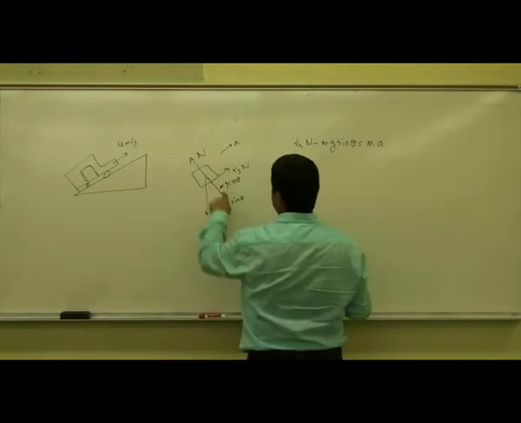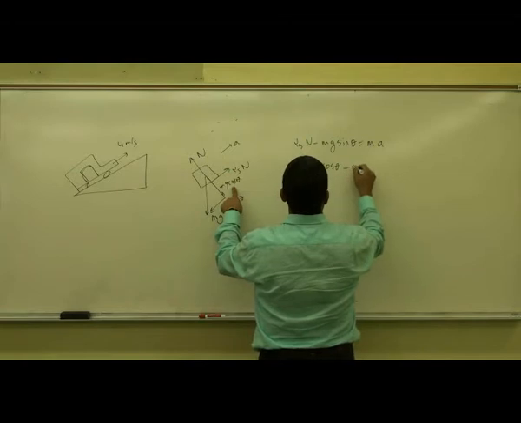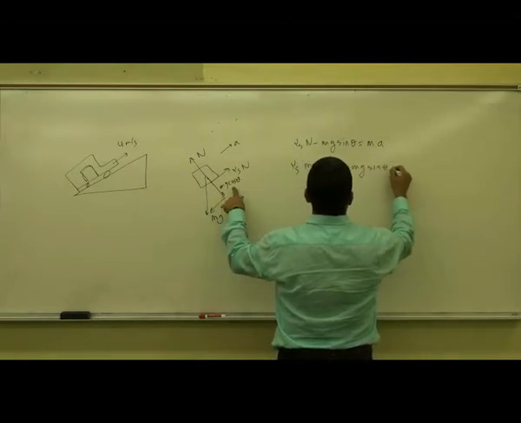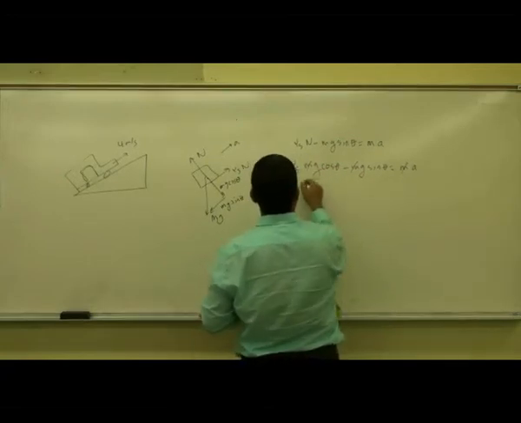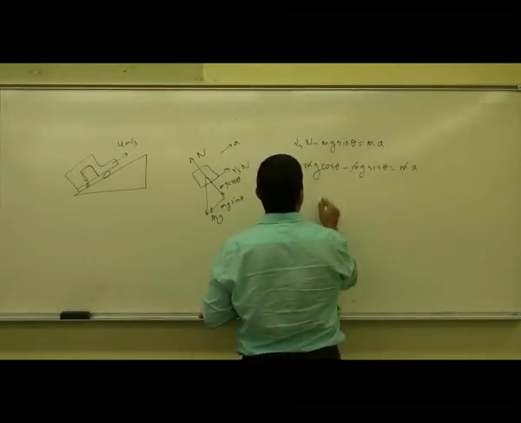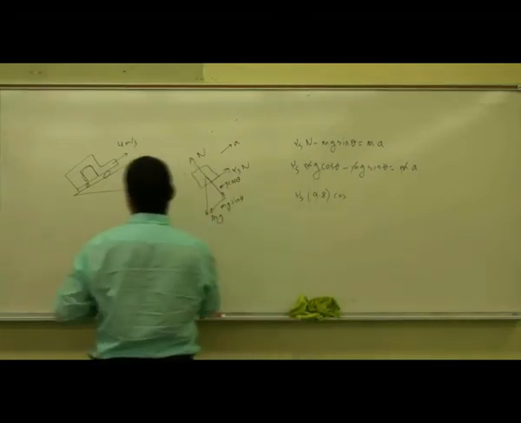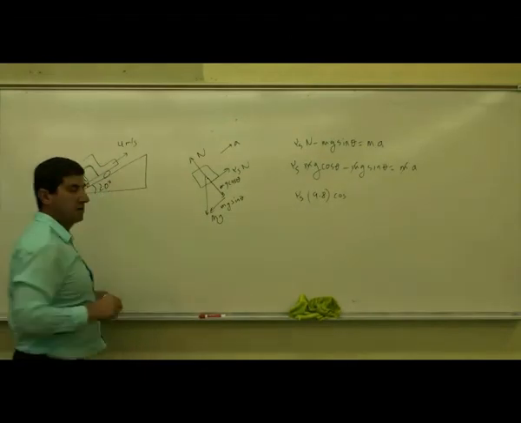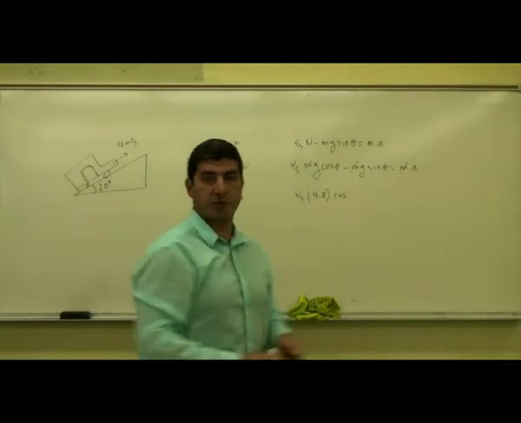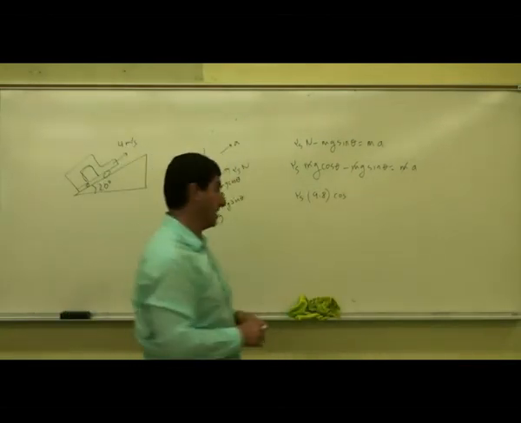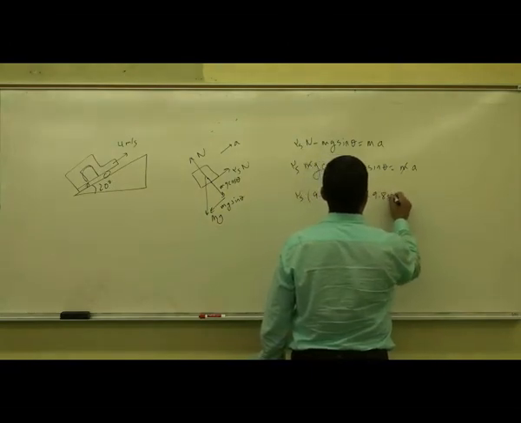N is equal to mg cos theta. M cancels. Mu s is what we're solving for. G is 9.8, and then let's say the angle of inclination is 20 degrees. We should get a bigger answer, right? It should take more coefficient of friction to accelerate up the incline. So cosine of 20 minus 9.8 sine of 20.